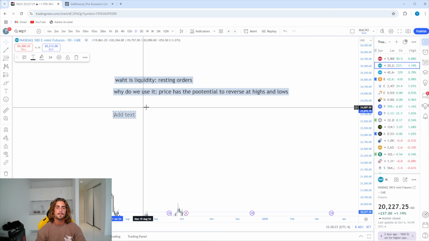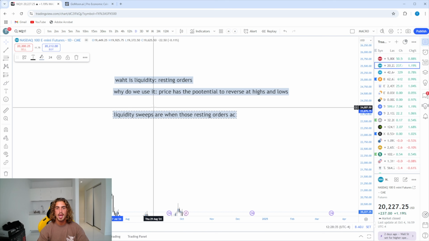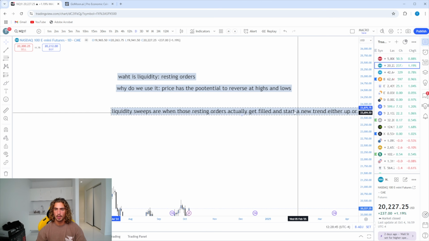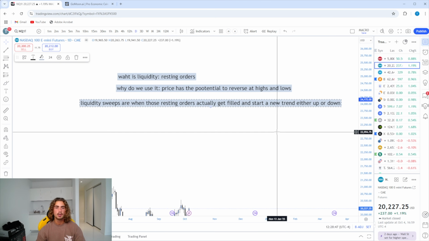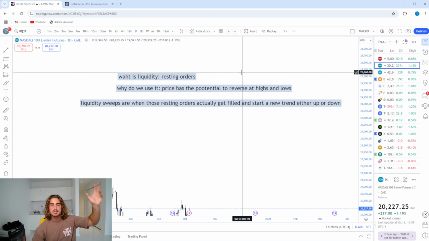So let's talk about liquidity sweeps. They are when those resting orders actually get filled and start a new trend, either up or down. Bang. Okay, so what is liquidity?